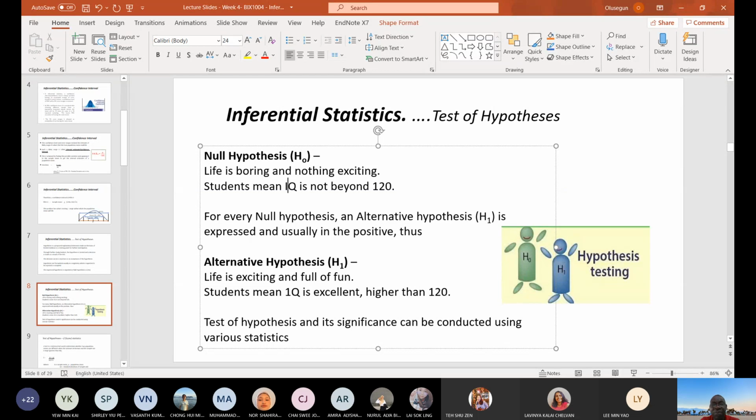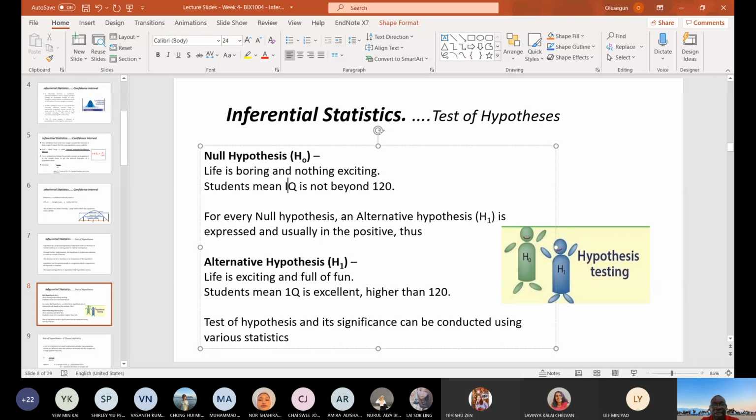For every null hypothesis, we call it null hypothesis H0 because it is expressed in negative form. For every null hypothesis, there must be an alternative hypothesis to either accept or reject. So for example, if I say life is boring and nothing exciting, that is negative. The alternative hypothesis is that it is full of fun and it is exciting.